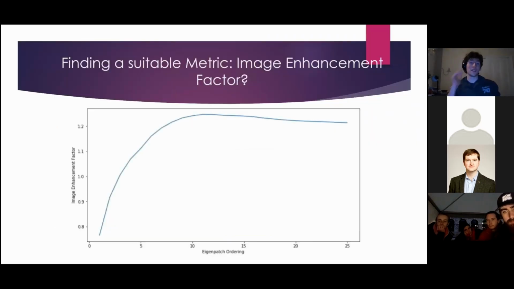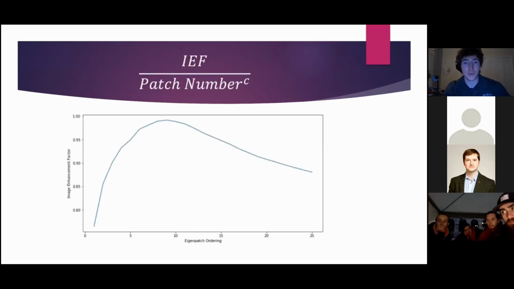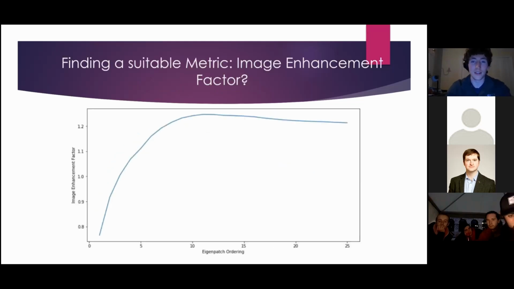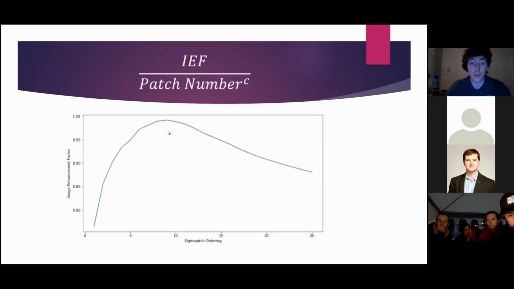So we needed to make an addition to it. The way we did this is we divided out by the patch number to the power of C. What this let us do is first of all match the peak to the best number of eigenpatches to use. But secondly, it also increased the expressivity of the metric.